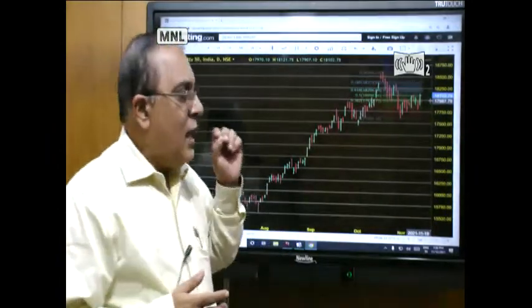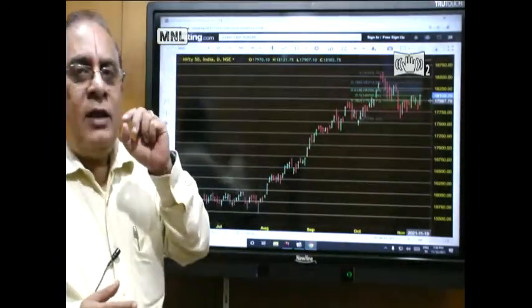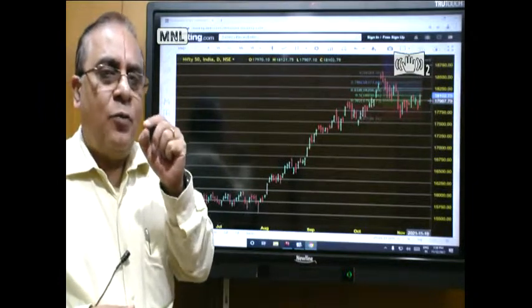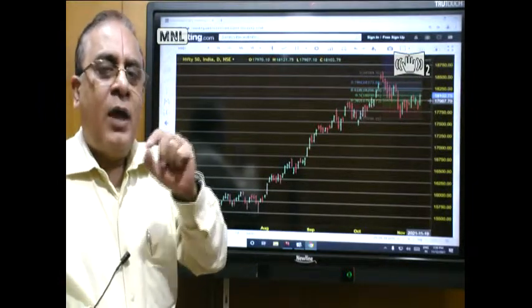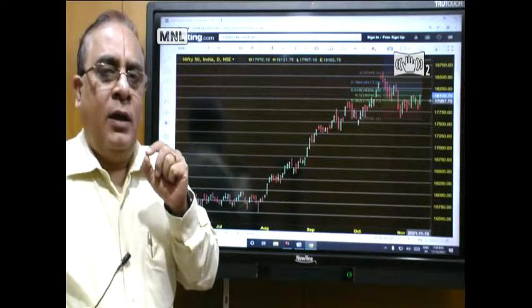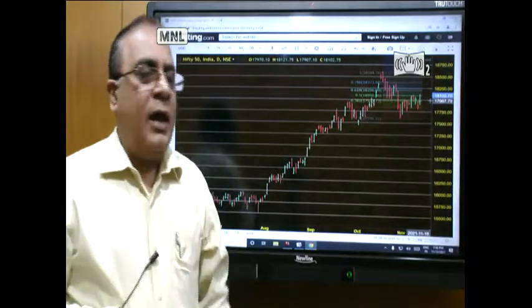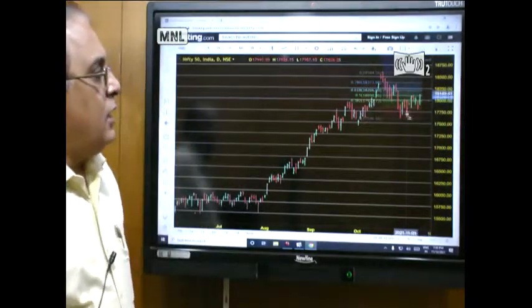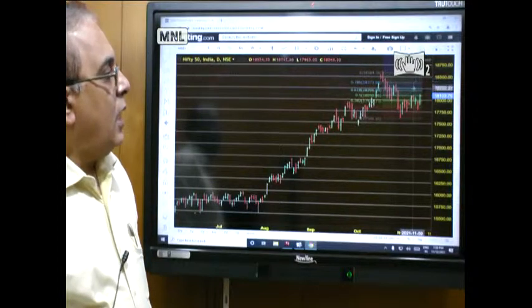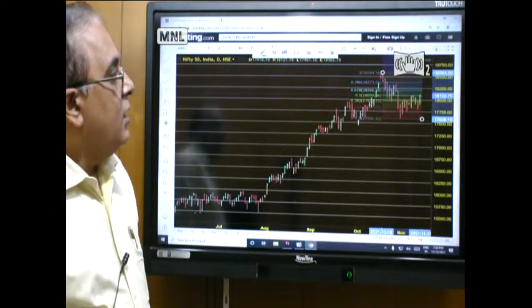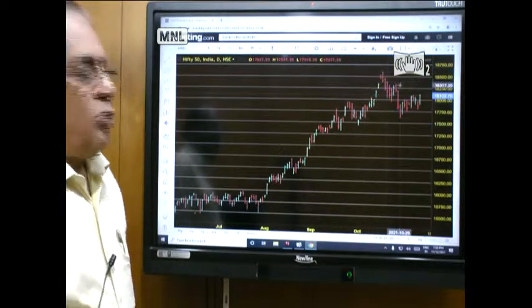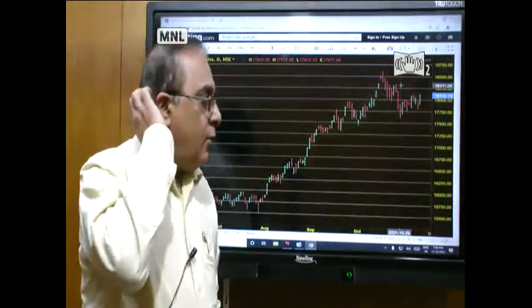So Fibonacci helps you in identifying very clearly what the levels of support are, how the trend is, and where you should go for a buy. Okay. So now let's look at the other scripts. Maybe you can look at the Bank Nifty. We can look at some stocks also. Then we will look at the commodities later.